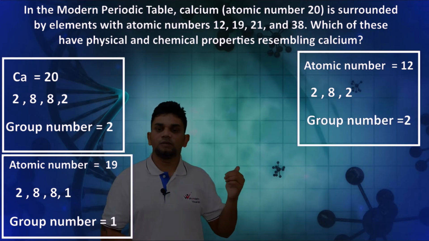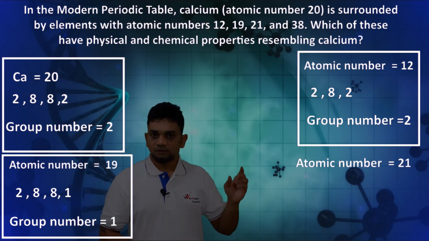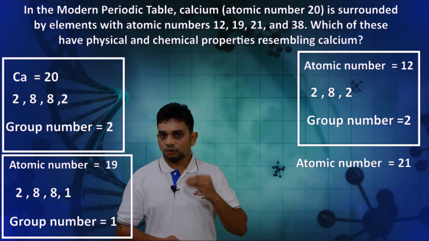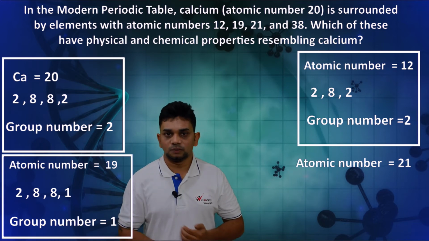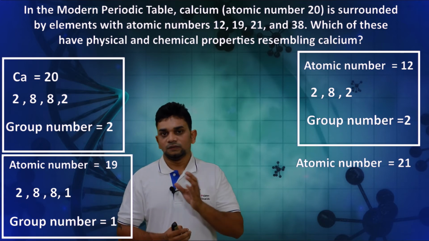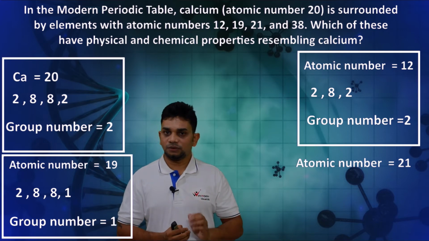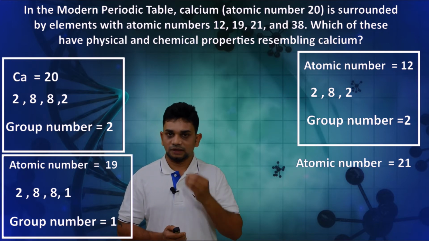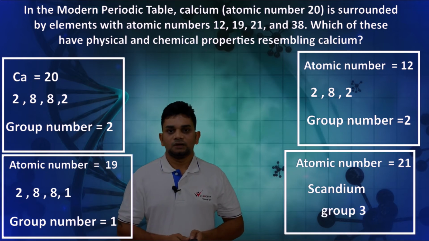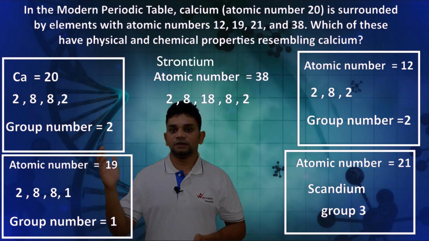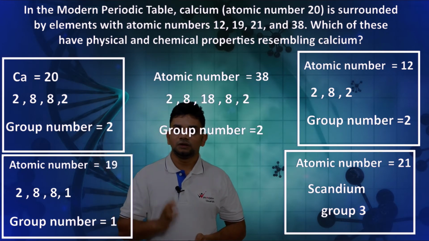Next element, atomic number 21. If the atomic number is 21, writing the electronic configuration and finding the group is very difficult because we need to use subshell configuration that you are going to learn in the next class, class 11. The element is scandium, group number 3. Next element, atomic number 38, the electronic configuration is 2, 8, 18, 8, 2, group number 2.